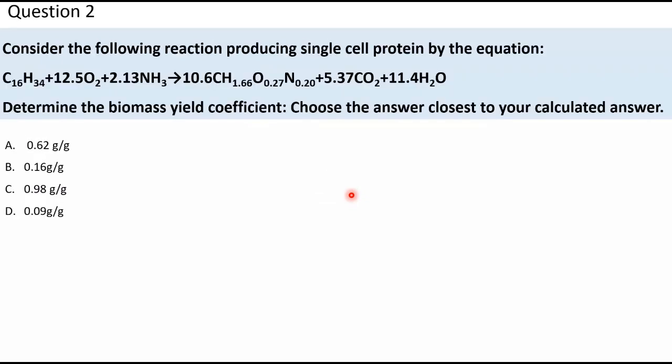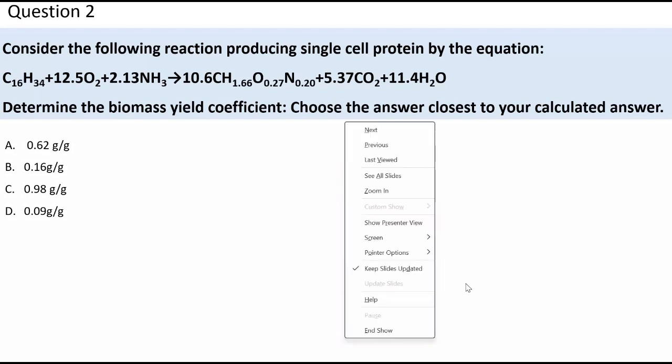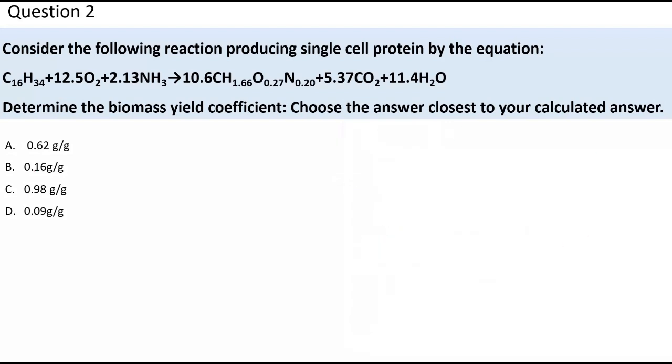Moving on to question 2. Consider the following reactions producing single cell protein by the equation. Substrate is C16H34 plus 12.5 moles of oxygen plus 2.13 moles of ammonia, giving rise to 10.6 moles of the biomass plus 5.37 moles of carbon dioxide plus 11.4 moles of water. Determine the biomass yield coefficient. Choose the answer closest to your calculated answer.